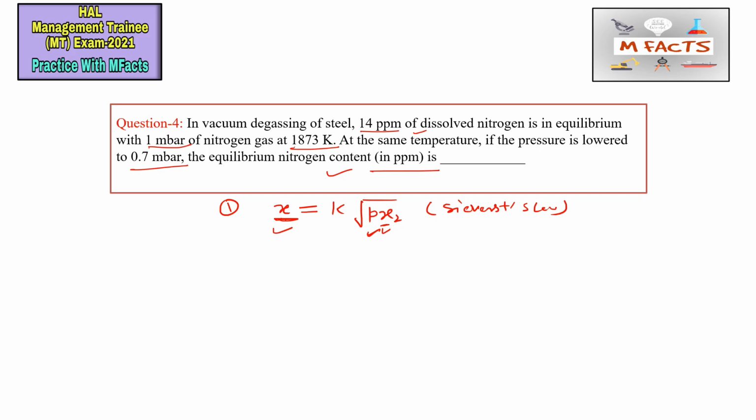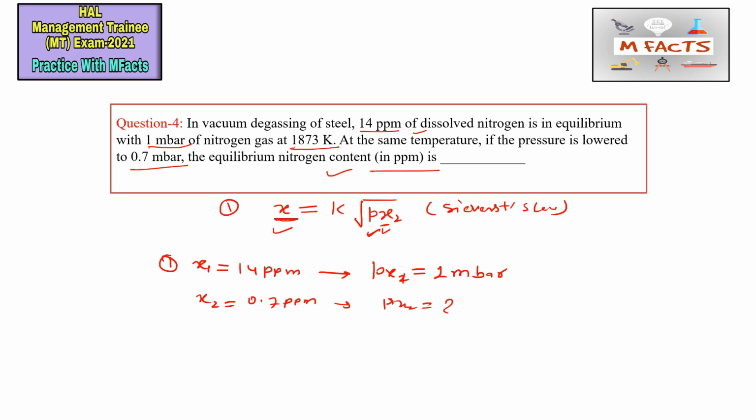In this case they have given that the x1 value is 14 ppm, that is the content at a partial pressure of 1 millibar. So I can write x1 and 1 millibar, and x2 corresponds to 0.7 millibar, and we have to find x2. So this is p_x1 and p_x2.